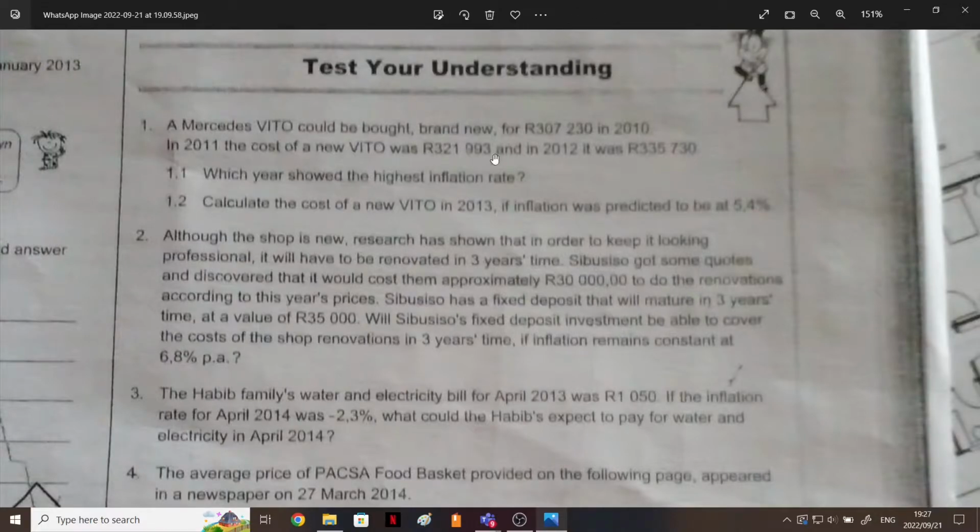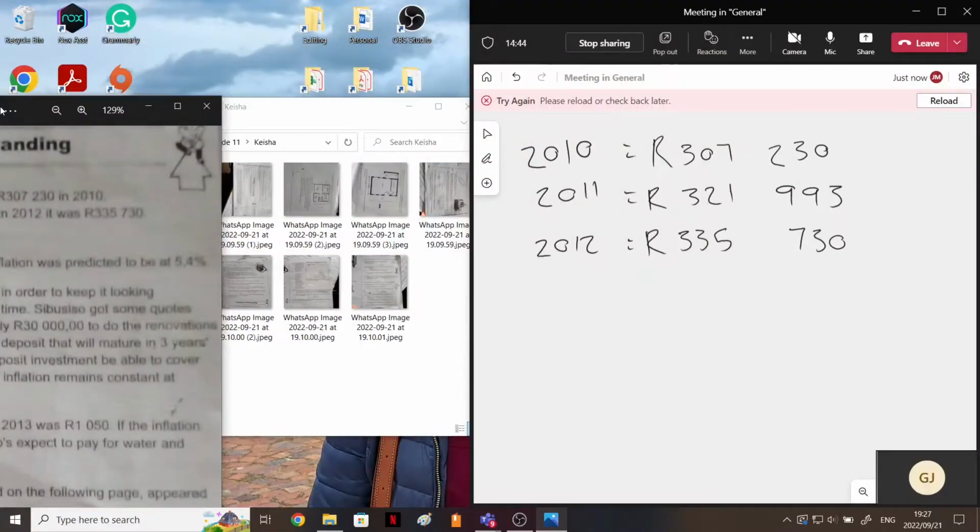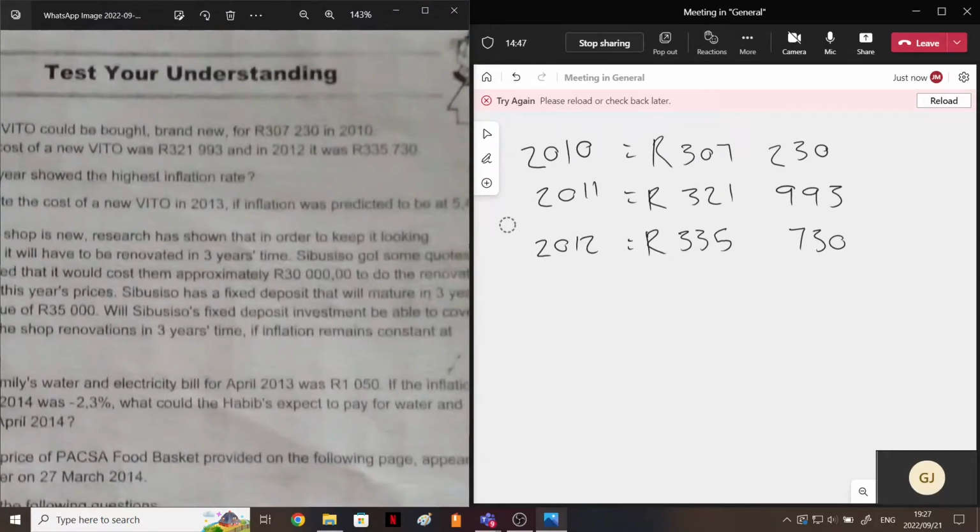Now, all that inflation rate means is essentially they give you the old price, they give you the new price between 2 years, and they ask you what was the difference in the years percentage-wise. In other words, if I look at the price of the Vito in 2010, it is 307,230. The following year, the exact same Mercedes could be bought for 321,993. So as the years passed, the price increases as well.